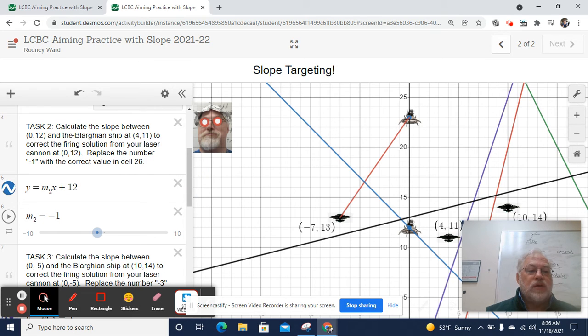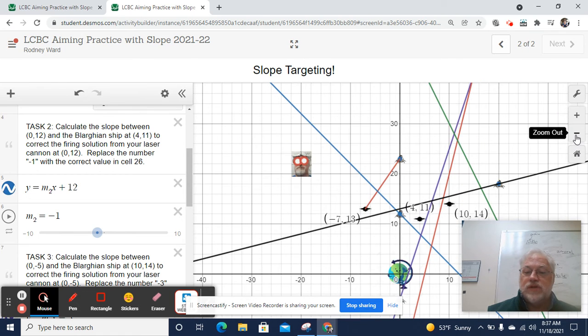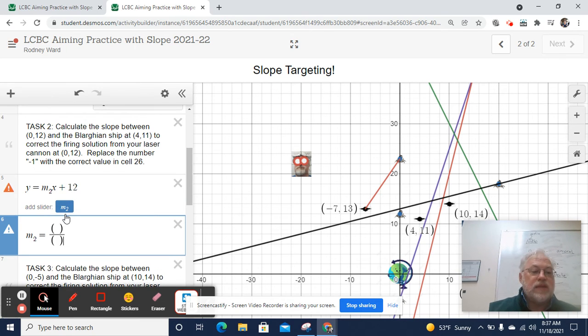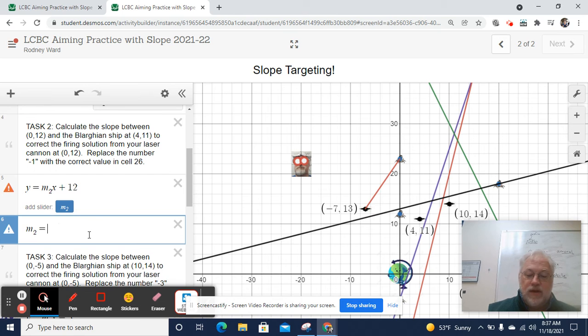So task 2, you're going to try to target the ship that is at (4, 11) from a laser cannon that is at (0, 12). So let me zoom out a little bit so you can see the one you're targeting. You're trying to get this one at (4, 11) from (0, 12). And you're going to need to change this -1 into a slope equation like that. So you'll pick which one is going to be your first y value and subtract, and then since you already chose a point, you'll go with the same point you started with and do subtraction for the x values. This one is going to be a negative slope, by the way.